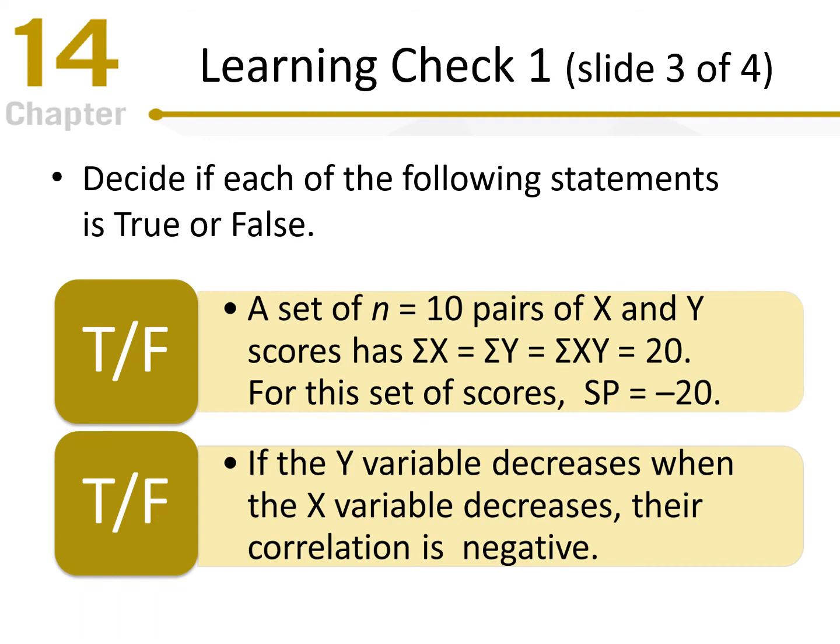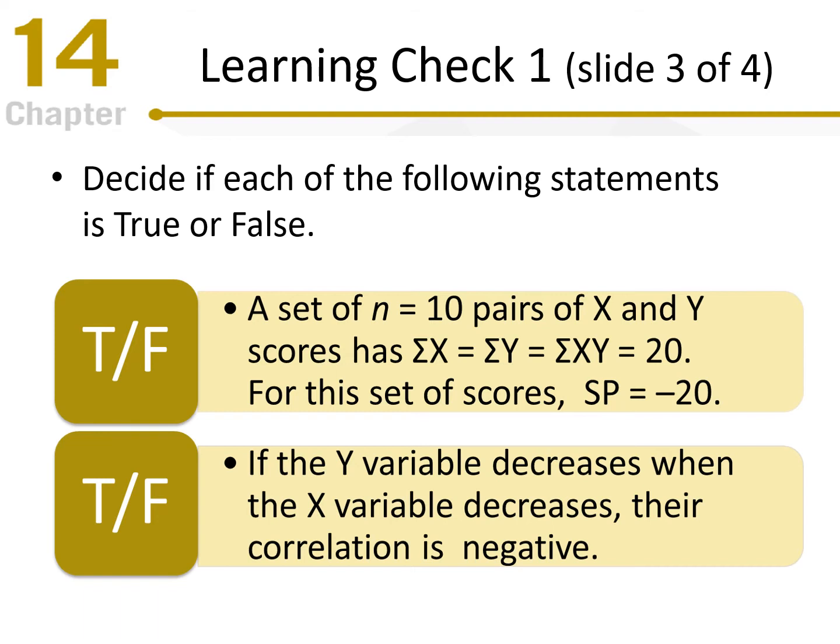So when I plug in 20 for sum of xy, I get 20 minus 20 for x, 20 for y, sum of y. So it's 20 minus 20 times 20 over 10. So it's 20 minus 400 over 10, which gives me 20 minus 40, which gives me negative 20. So the answer is negative 20, therefore that statement is true.